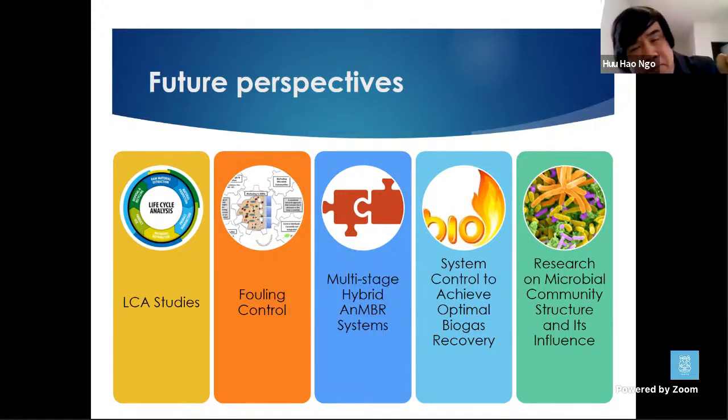And this is a little bit more microbiology, but we need to. Okay, so this is another good perspective for the future of anaerobic MBR development.